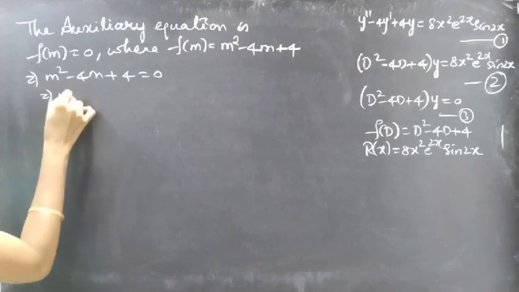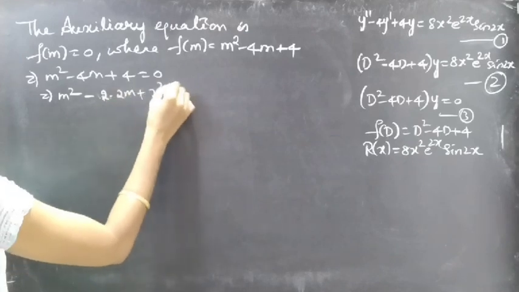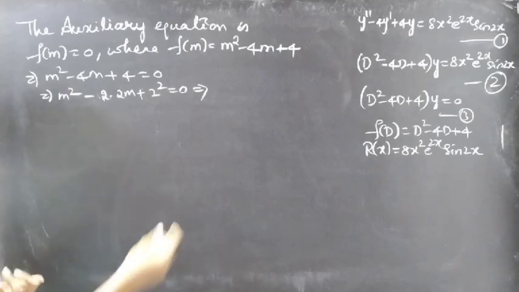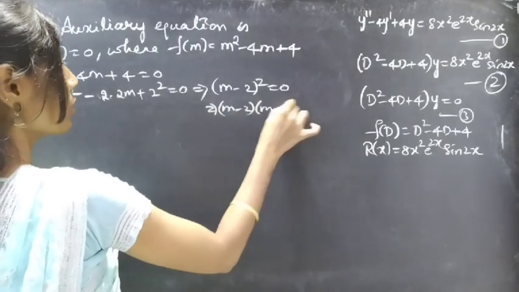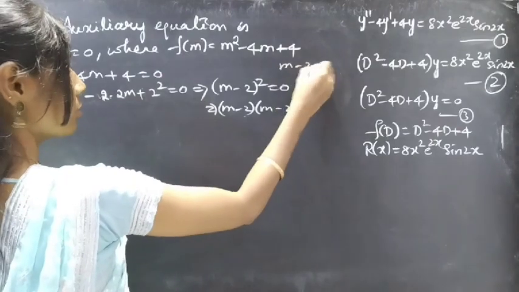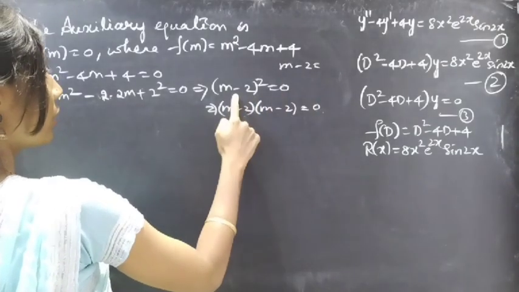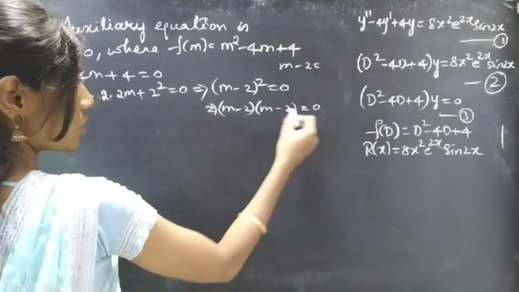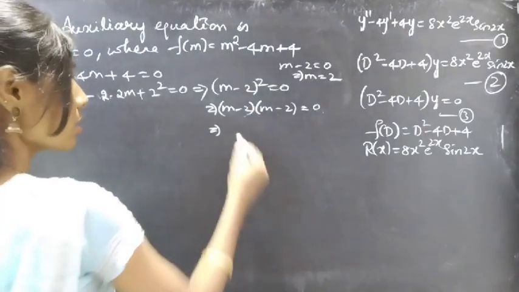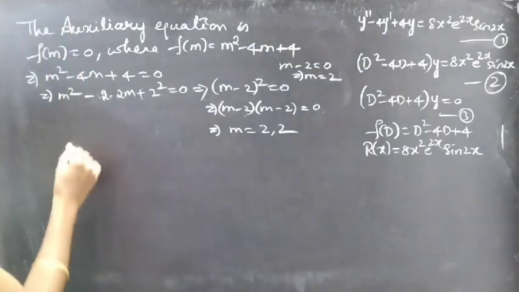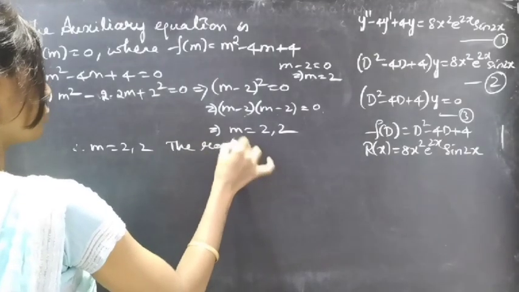Now we need to find the roots of this equation, so we can write 4m as 2 times 2m, and 4 as 2 squared, which is an expansion of (m - 2) whole squared, right? We can write it as (m - 2)(m - 2) = 0. Now equate each factor to 0. If m - 2 = 0, then we get m = 2. Since m - 2 is repeating twice, we get m = 2, 2. Therefore, m = 2, 2. The roots are real and equal. We got repeated roots.